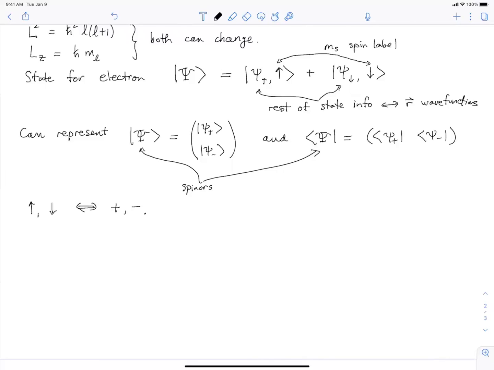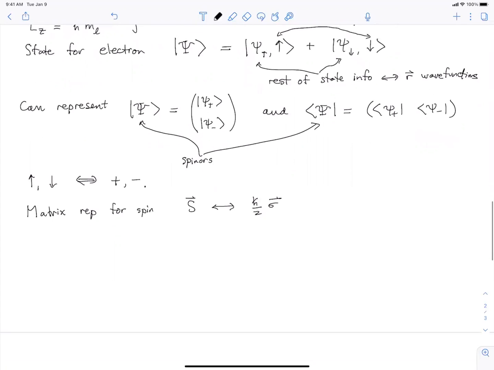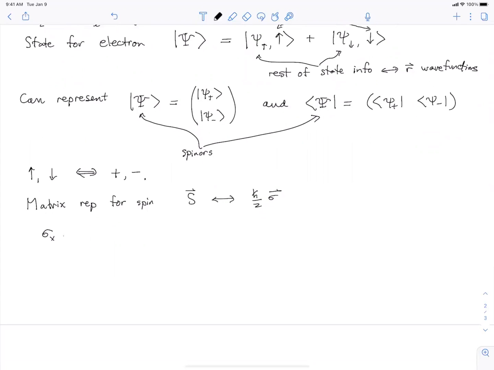Okay, so if we're acting on a two-component vector here in this representation, we can use matrices. And so the matrix representation for spin is we take the spin operator and represent it by h bar over 2 times the Pauli matrices, as we've talked about before. So the Pauli matrices are an x component, which is 0, 1, 1, 0, a y component, which is 0, minus i, i, 0, and a z component, which is 1, 0, 0, minus 1. Those are the Pauli matrices.